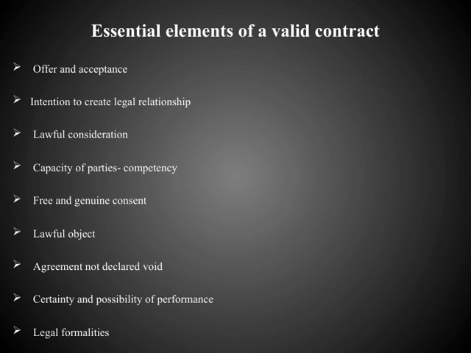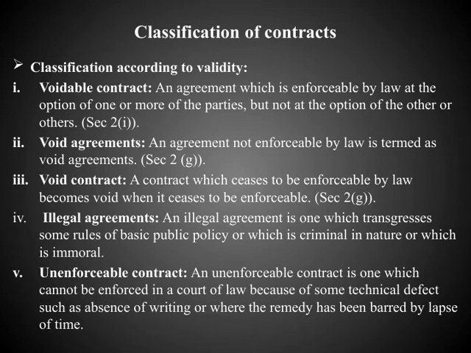Certainty and possibility of performance are also important. The terms of the contract should be clear enough to be understood, and the obligations must be realistically achievable. Finally, legal formalities must be observed where required. Some contracts need to be in writing or follow specific procedures to be valid, depending on the jurisdiction or the nature of the agreement. All these elements work together to ensure that a contract is valid, enforceable, and fair for all parties involved. Let's now look at the classification of contracts based on their validity.